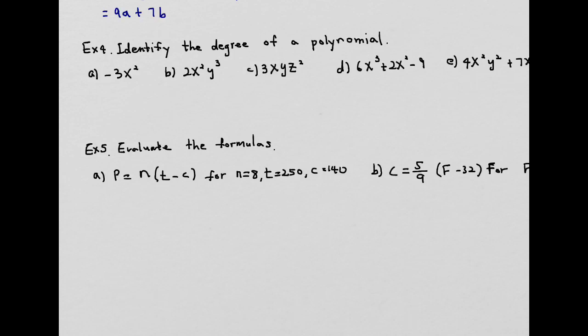Example 4 is asking us to identify the degree of the polynomial. Let's look at the first one, a, negative 3x squared. This is going to be second degree. And how do we know that? Because of this square right here, we know that's going to be a second degree polynomial. We don't call it a function because we don't have an equal sign, but it will be second degree.